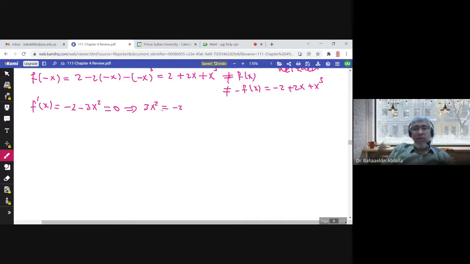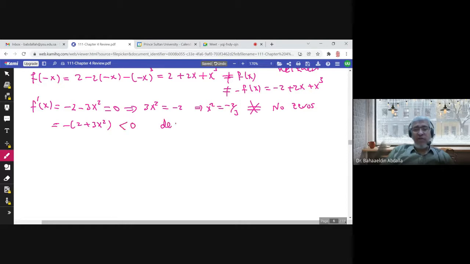Okay, this is impossible. x squared equals negative 2 over 3. This is impossible, so no zeros. This function has no real zeros, so it has to be either positive or negative. Actually, I can write it as negative. If I take negative as a common factor, then I see that 3x squared plus 2 is always positive. So f prime is always negative.